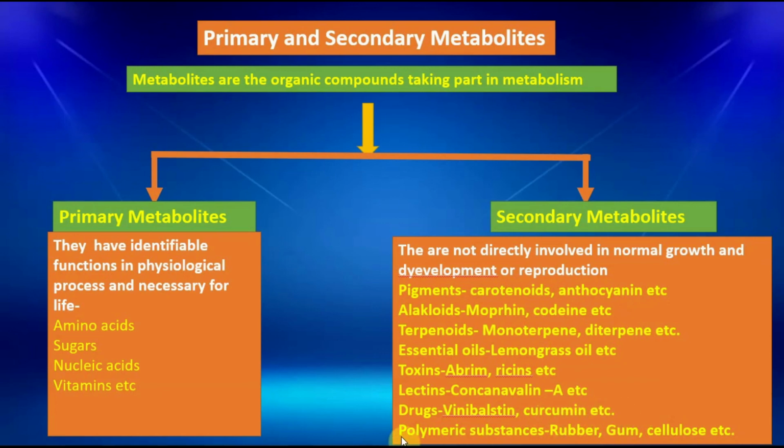And some polymeric substances like rubber, gum, cellulose, etc. are not essentially necessary but are present in the plant, and we use these products for human benefit. So these are the secondary metabolites that are not essentially necessary for maintaining the life of the plant. That is the difference between primary metabolites and secondary metabolites.